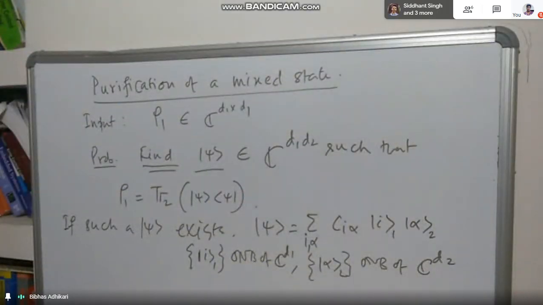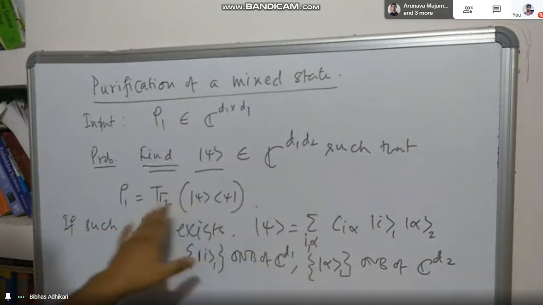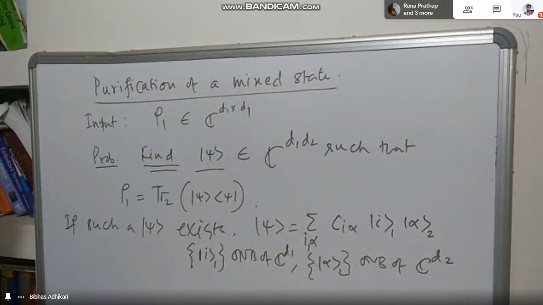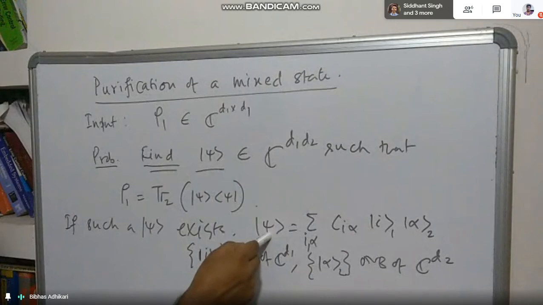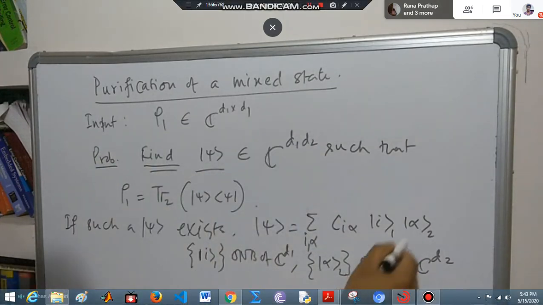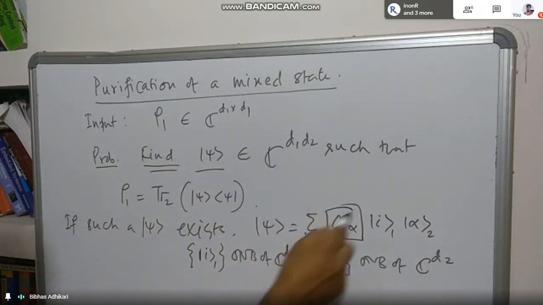Whenever you deal with such a thing, you might have a guess what d2 could be. But in general, you want to find out mathematically that given a d1, I have to find some psi for some d2. It could be 2, 3, 4, doesn't matter. If such a psi exists, then it can also be written like this. Because I know my rho 1, I know the dimension, and I can take its standard basis. Once I decide the value of d2, I can also choose the alpha basis. So I need to find the c_{i alpha}.